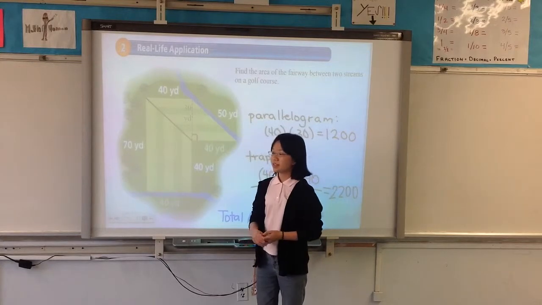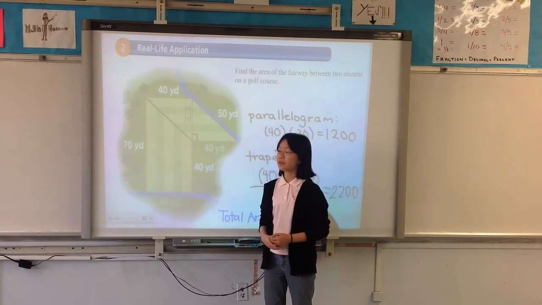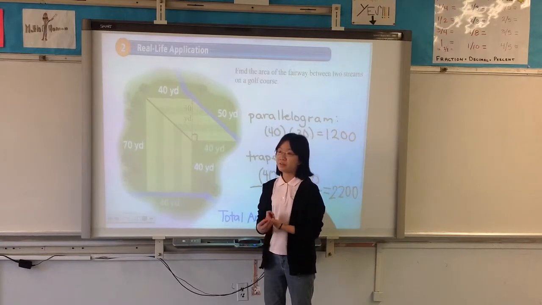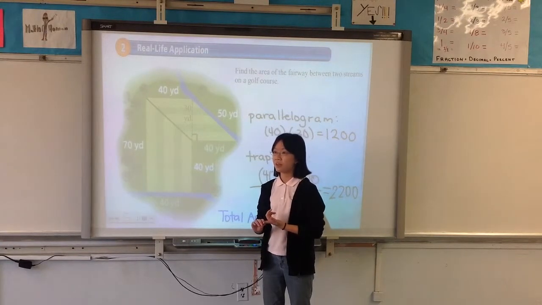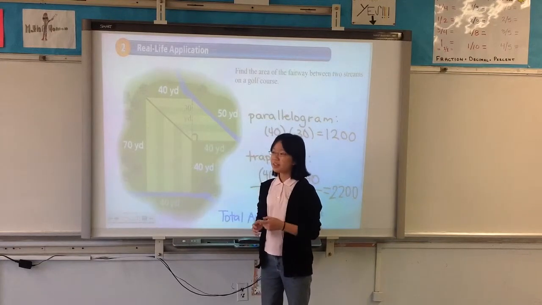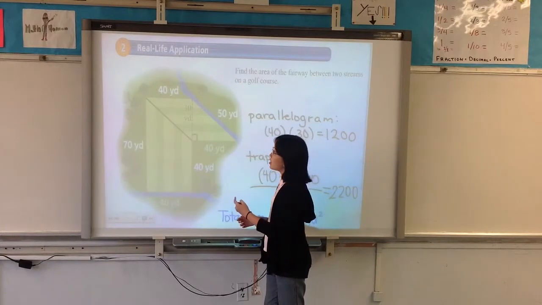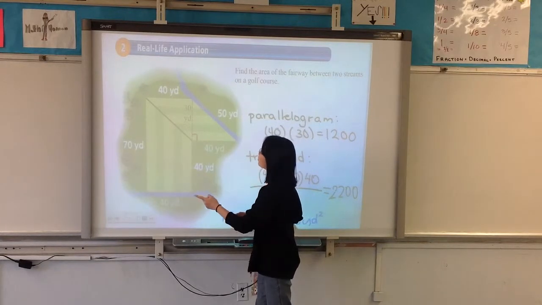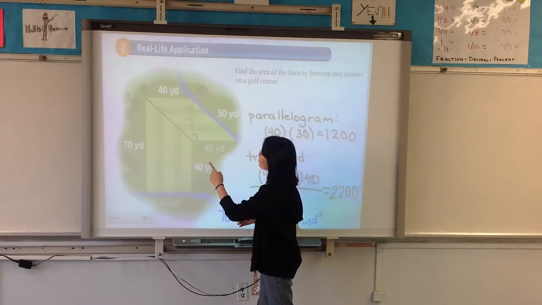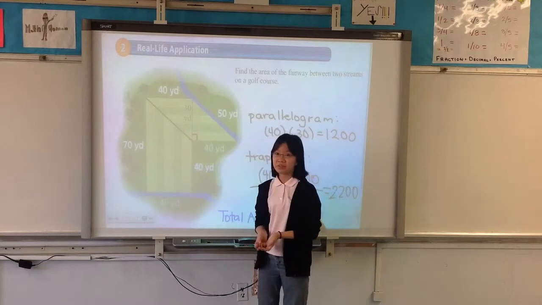So after what we just discussed, we have two area formulas, one area formula for the parallelogram and the other area formula for the trapezoid. And we can use these two formulas and apply them to real-life situations like this golf course. So we can use these two formulas to find the area of this fairway between two streams on this golf course. And I'd like to show you 2 different ways on how to solve this problem.